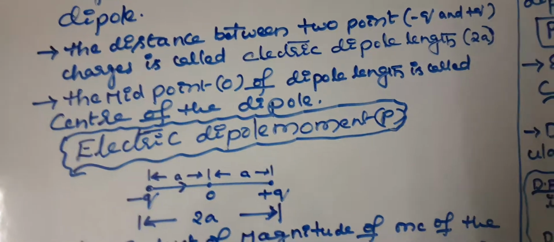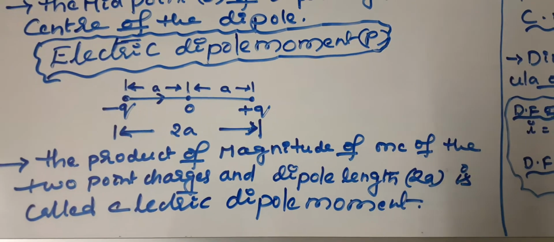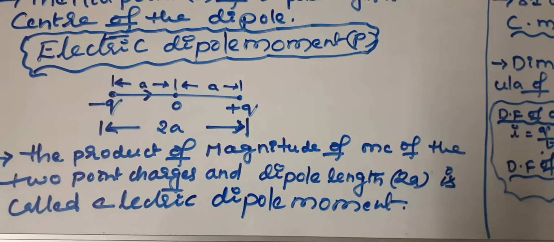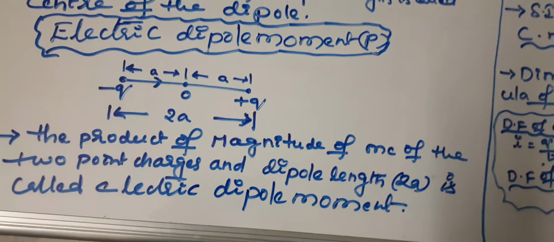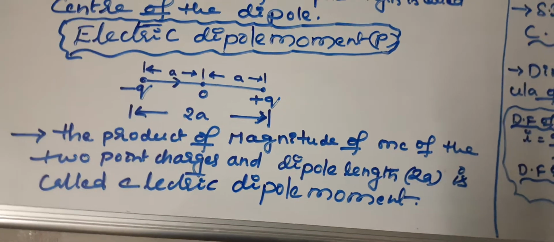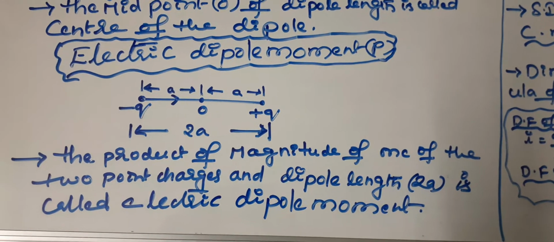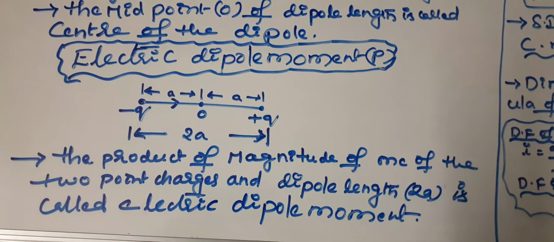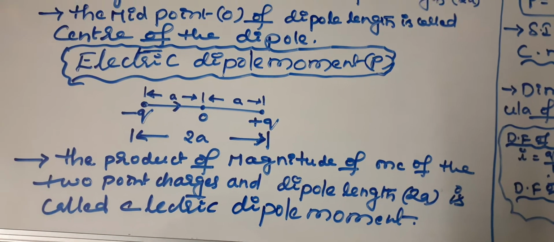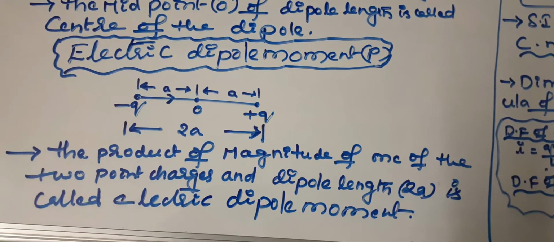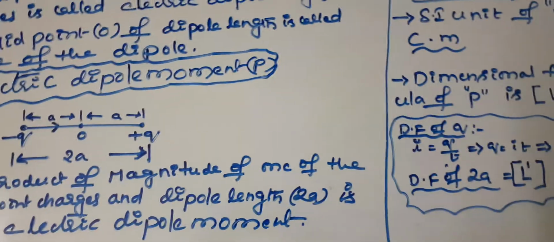Now what about electric dipole moment? Electric dipole moment is the product of the magnitude of one of the two point charges, that means minus q or plus q, and the dipole length 2a. Magnitude means always positive. So the product of the magnitude of either charge and the dipole length is called the electric dipole moment.